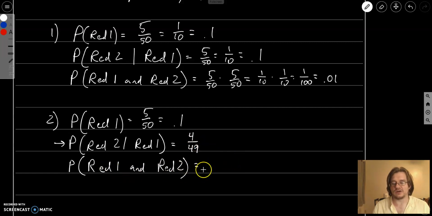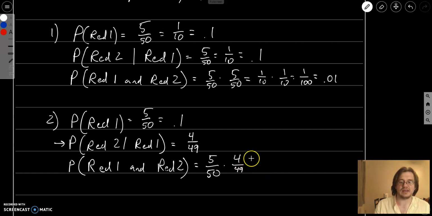And then again, our multiplication rule will take the probability that we draw a red ball times the probability that we draw a second red ball, given that we drew it on the first go. And this will be a slightly smaller percent than this. 4 divided by 49 is slightly smaller than 5 divided by 50. So this will in fact be slightly smaller than 0.01, but not by very much.